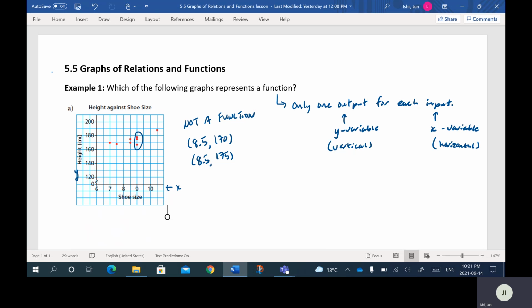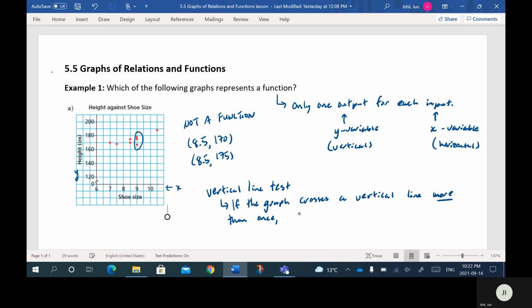So there's something called a vertical line test. A vertical line test will tell you whether a graph is a function or not. I'm going to write this out in my own words: if the graph crosses a vertical line more than once, it is not a function. What that means is that you'll have 2 outputs, or more, for 1 input.